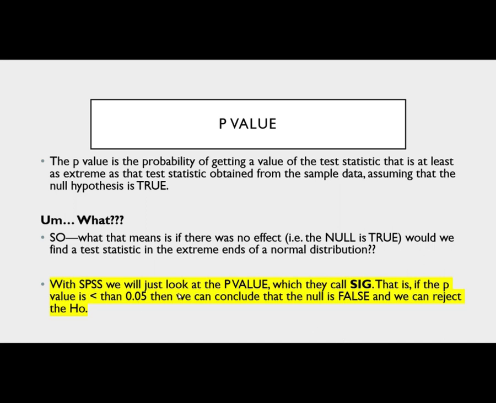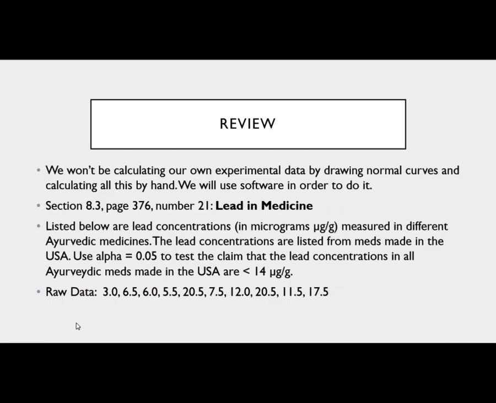So with SPSS, we're just going to look at the p-value, which they call sig, because everybody likes to make things confusing. The p-value is called sig, which means significance, and so we're just going to look for the sig. That is, if the p-value is less than 0.05, then we conclude that the null is false, and we can reject the null hypothesis. So, we won't be calculating our own experimental data by drawing normal curves and calculating all this by hand. We're going to use software in order to do it.